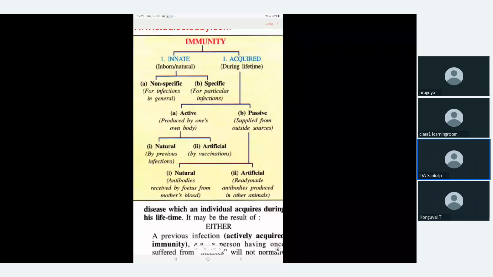Okay, so that is artificial. Fine. And in passive also there are two types: natural and artificial.